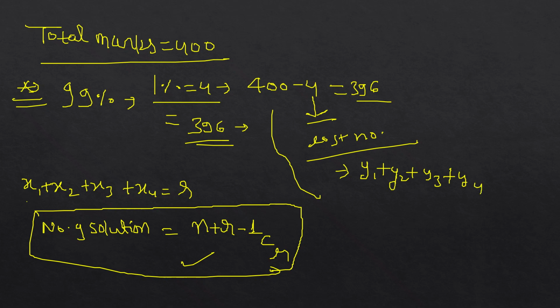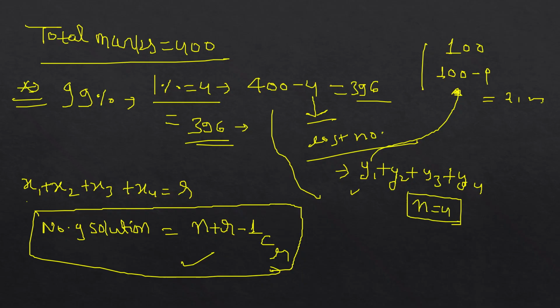These are lost numbers. Suppose the student gets 100 marks in the ideal condition, but as per the question the student didn't get 100 marks. So suppose the student gets 100 minus p marks. This is a lost number. 100 minus p, suppose it becomes 2, 1, any number. So this is a variable. So y1, y2, y3, y4, in total we have 4 variables, and the result is 4 because this is the total lost, since 1% is equal to 4.